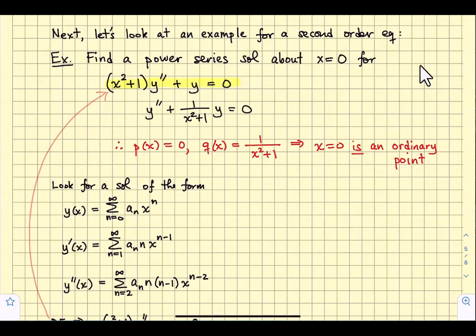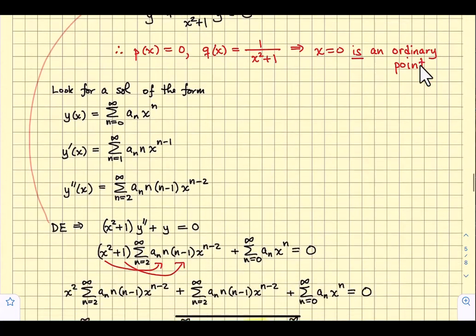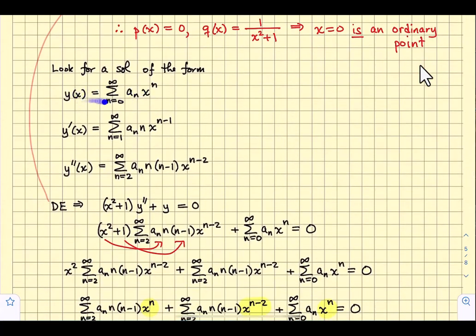Now here's a key thing. We rewrote it in this form to check the ordinary point, singular point, but we don't want to solve it in this fractional form. We prefer to solve it in this form. So we only rewrote it like this to check. Now we just want to solve using this because it doesn't have fractions in it. So now let's look for a solution of the form of a power series centered at 0.